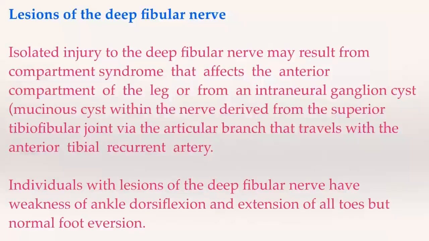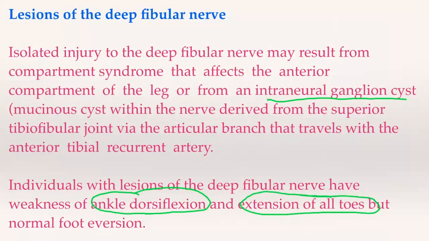Coming to the clinical anatomy. Isolated injury to the deep fibular nerve may result from compartment syndrome that affects the anterior compartment of the leg or from an intraneural ganglion cyst, right? It is a cyst within the nerve derived from the superior tibiofibular joint via the articular branch that travels with the anterior tibial recurrent artery. So it can be from compartment syndrome or from the cyst. Individuals with lesions of the deep fibular nerve have weakness of ankle dorsiflexion and extension of all toes, but normal foot eversion, right?